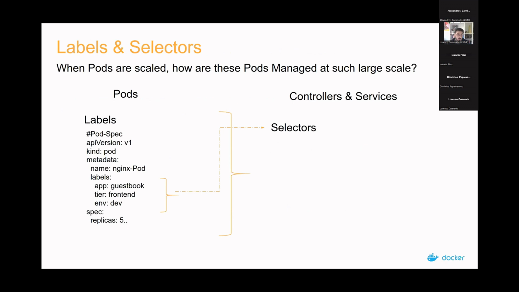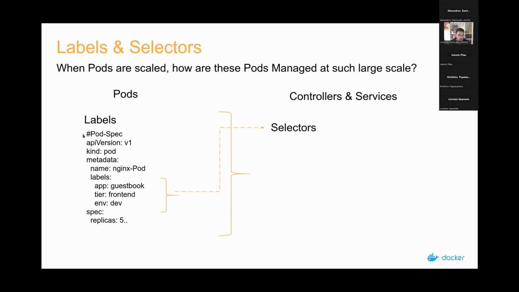About this, the label and the selector: when the pods are scaled, the question is, how are these pods managed at such large scale? Because we need to understand. Mostly the orchestrator needs to understand our preferences in terms of deploying these pods, and so understand what is the worker where these pods need to be deployed.